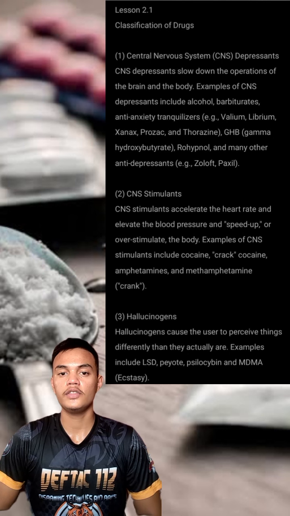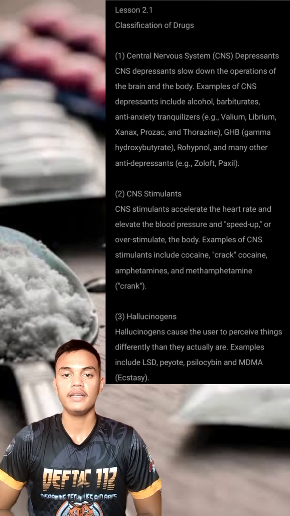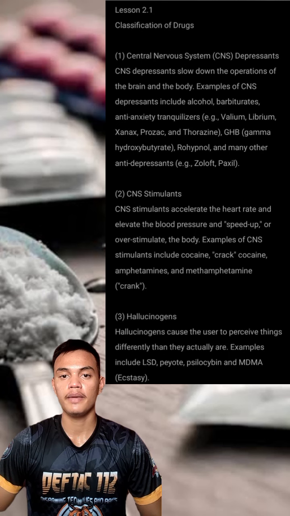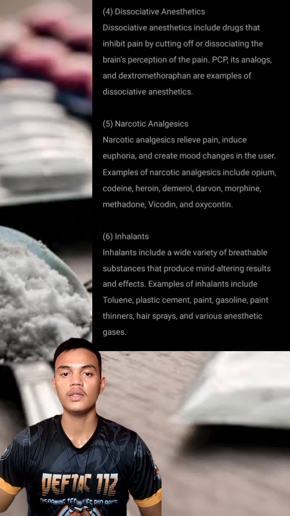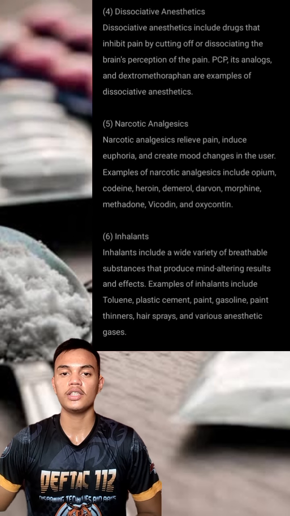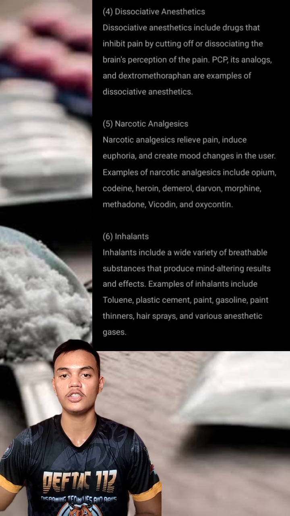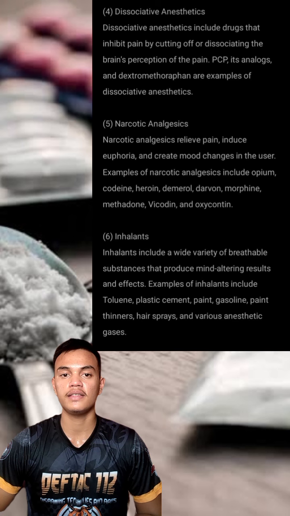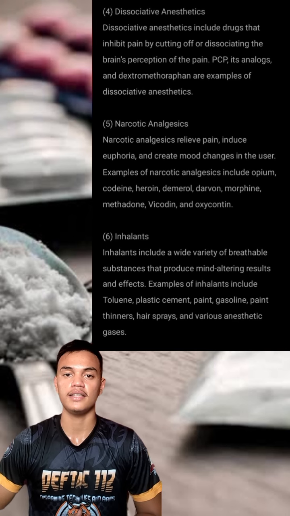Hallucinogens. Hallucinogens cause the user to perceive things differently than they actually are. Examples include LSD, peyote, psilocybin, and MDMA or ecstasy. Number 4. Dissociative anesthetics. Dissociative anesthetics include drugs that inhibit pain by cutting off or dissociating the brain's perception of the pain. PCP, its analogs, and dextromethorphan are examples of dissociative anesthetics.